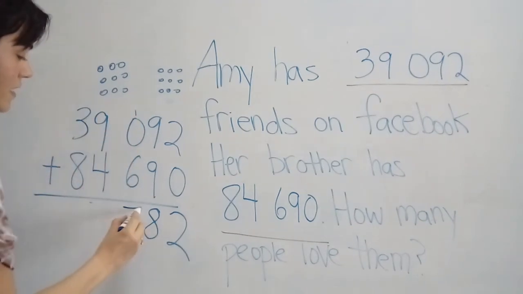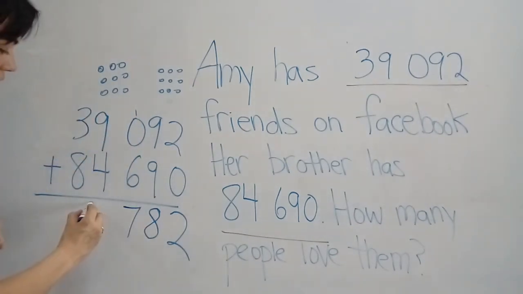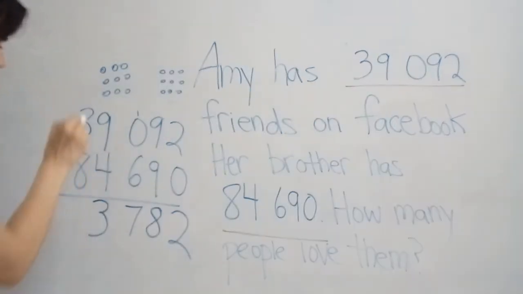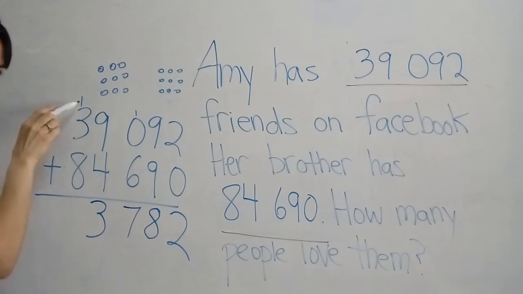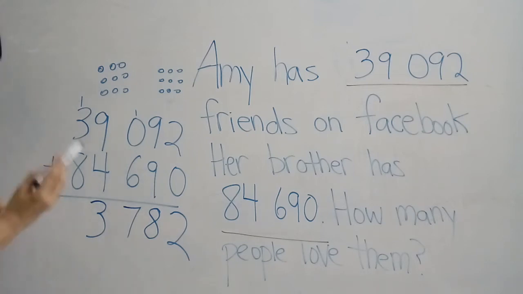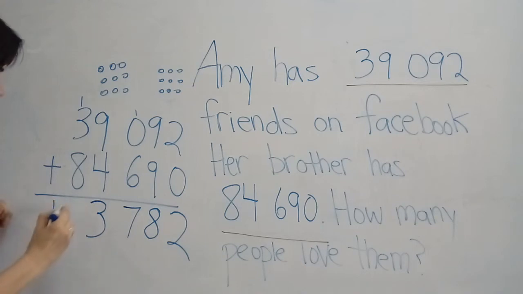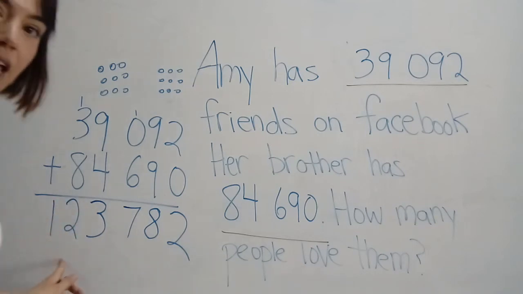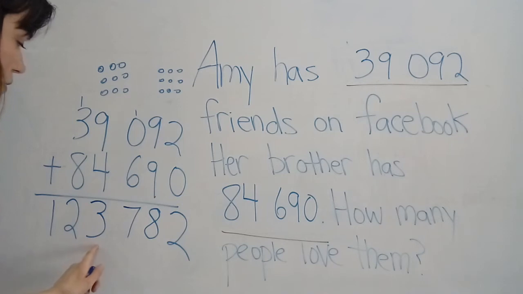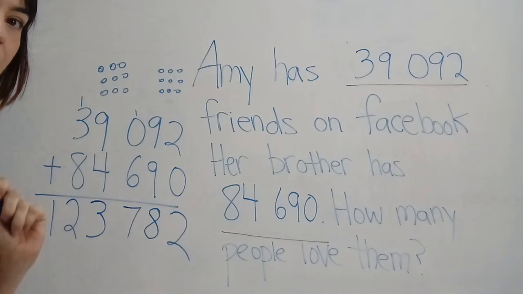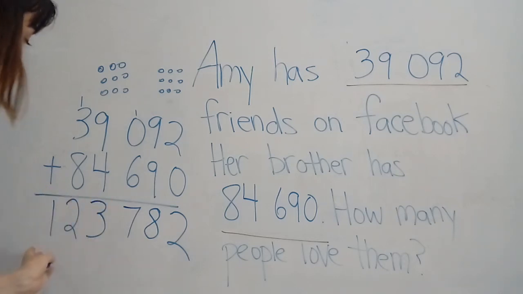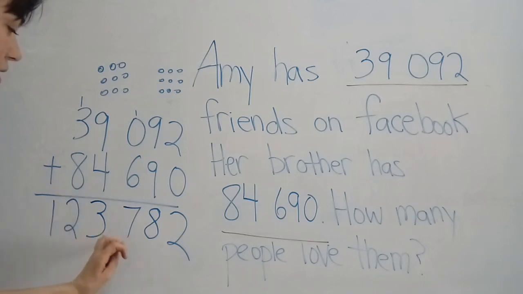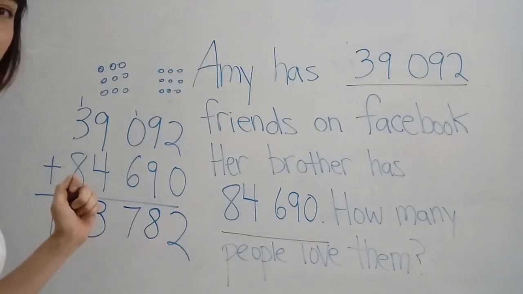1 plus 6 is 7. 9 plus 4 is 13. I draw my 3 here. Bring my 1 up here. I have to remember to add this 1. 1 plus 3 is 4, plus 8 is 12. In a sentence, 123,782 people love them.